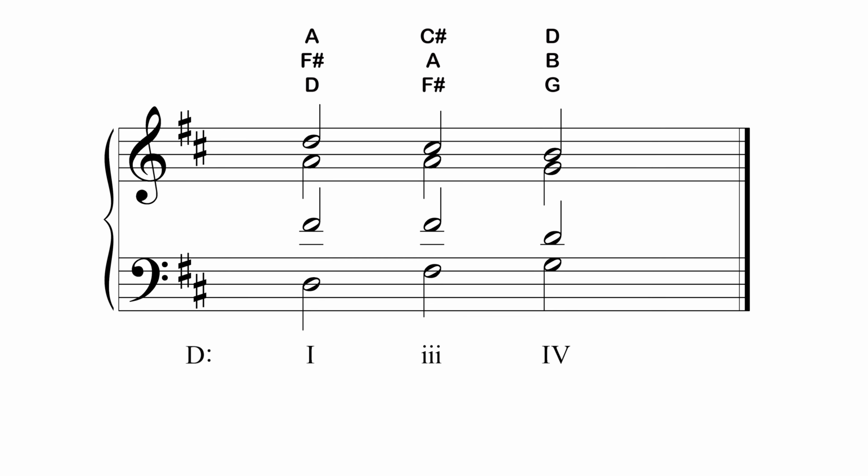The 3 chord is usually preceded by the 1 chord, or 6 chord, and is usually followed by the 4 chord, or 6 chord. Here, the 3 chord is preceded by the 1 chord and followed by the 4 chord.